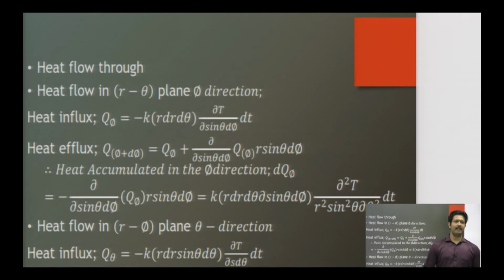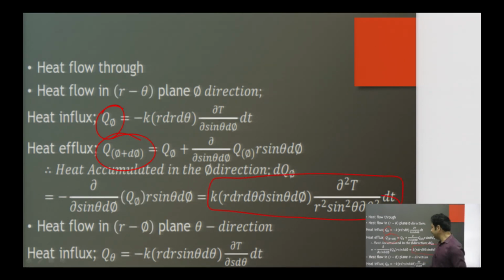So it's del T by del sine theta d phi dt. Heat efflux will be q phi plus d phi, which is equal to q phi plus del by del sine theta d phi of q phi, r sine theta d phi. Therefore, heat accumulated in the phi direction is dq phi. So the same thing we have done here: we have calculated q phi, then gone for the elemental heat addition. So this is the thing that is coming up.